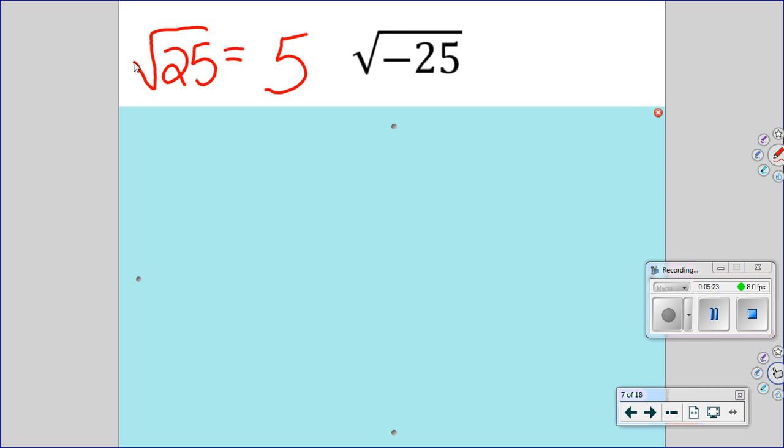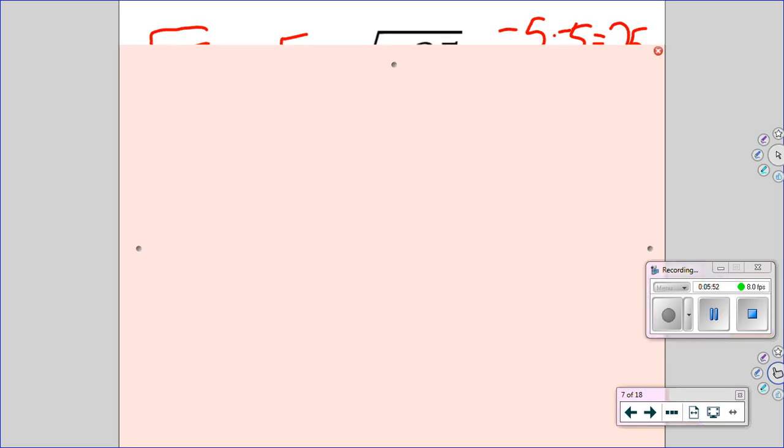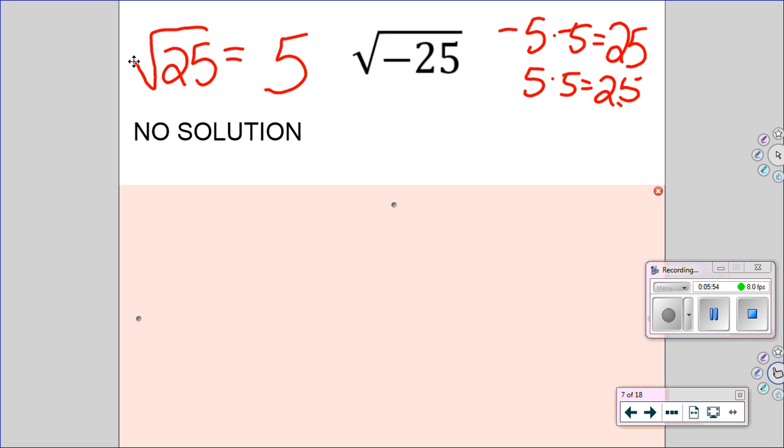No? Why not? Because it's a negative, so what if I did negative 5 times negative 5? It would be 25. Oh, it's positive, right? Yeah. Well, what if I do positive 5 times positive 5? That's still not going to be negative either, right? Yeah, so positive is a cube. So you can't do it. So this is an example of no solution. So there is no solution.